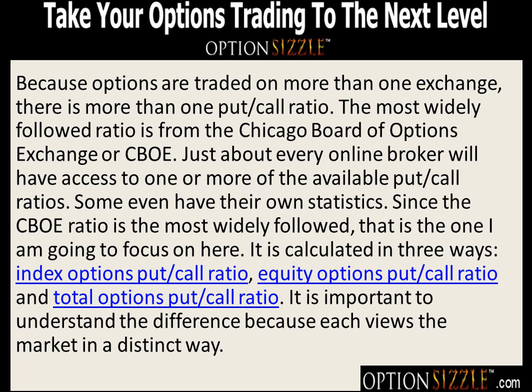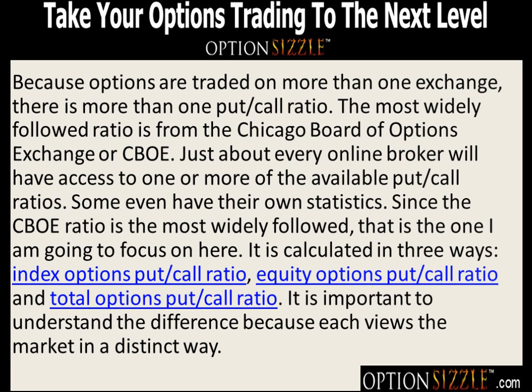It is calculated in three ways: index options put-call ratio, equity options put-call ratio, and total options put-call ratio. It is important to understand the difference because each views the market in a distinct way.